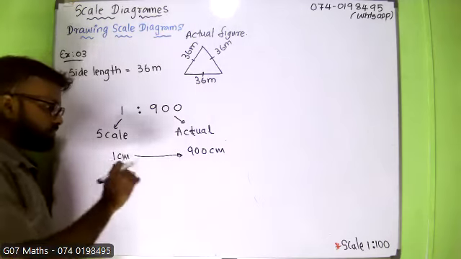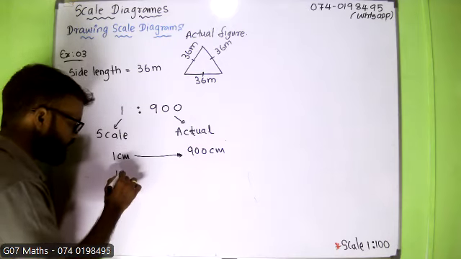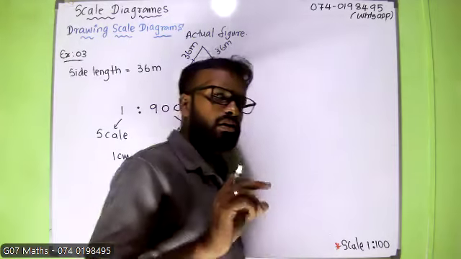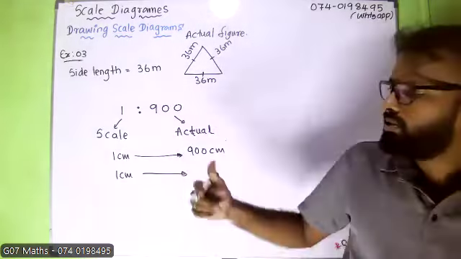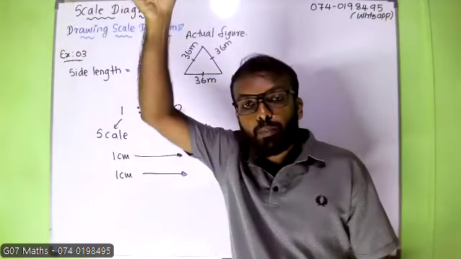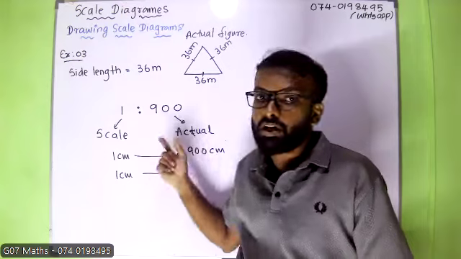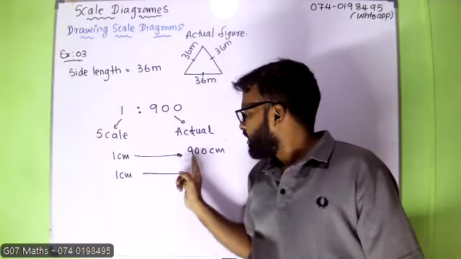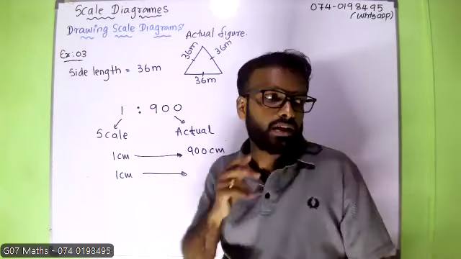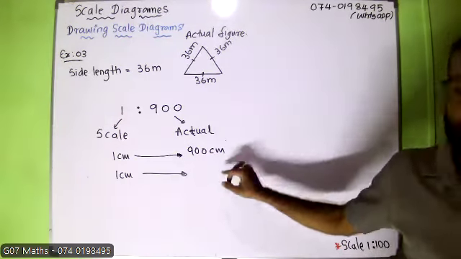Right. Now, in another way, I can write 1 centimeter represents 900 centimeters. How do you convert 900 centimeters into meters? Now we are going down to up, the other way around of the previous method. 900 centimeters, can you convert it into meters? Can anyone tell me how to convert 900 centimeters into meters?